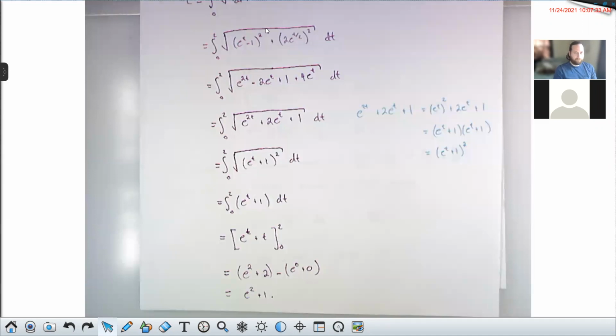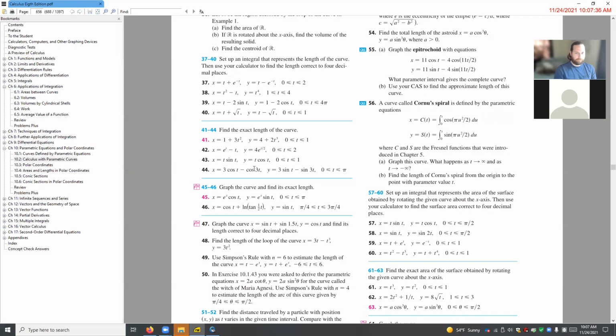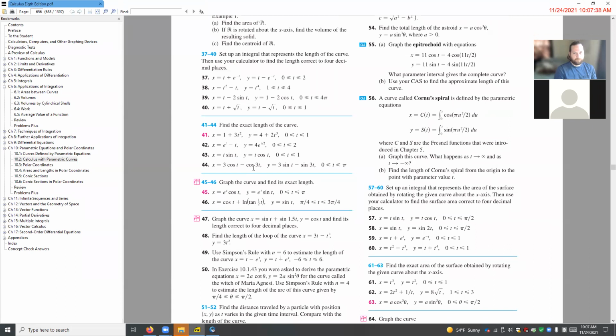Let's do one more. Maybe something that's not quite so spoily. Number 43. Yeah, I like 43. And first, let me show you the picture here.